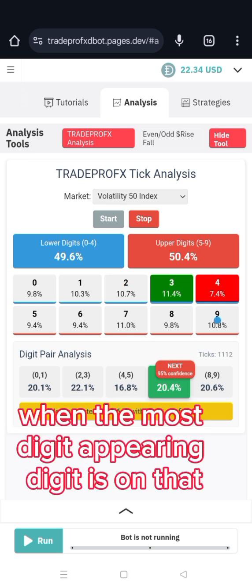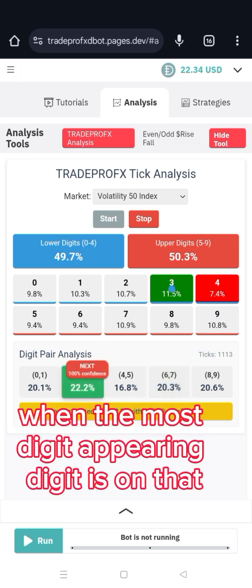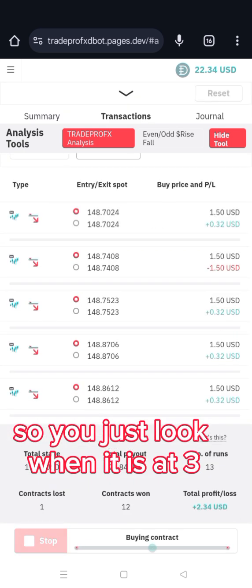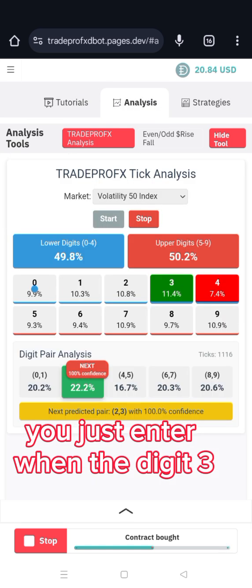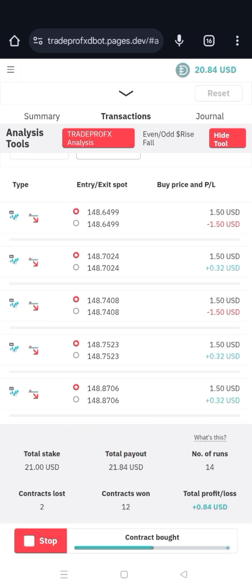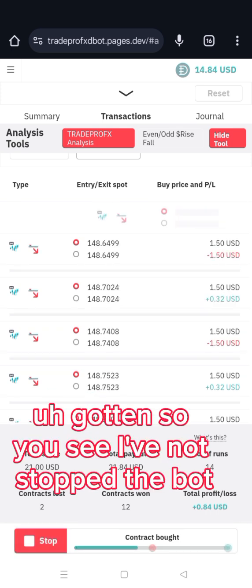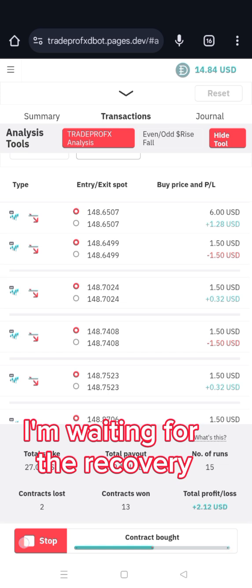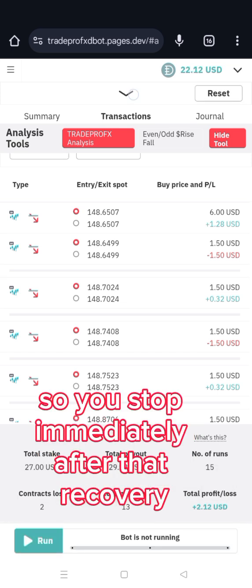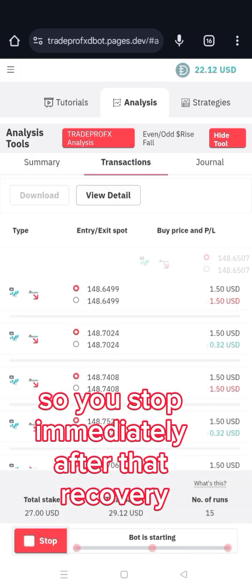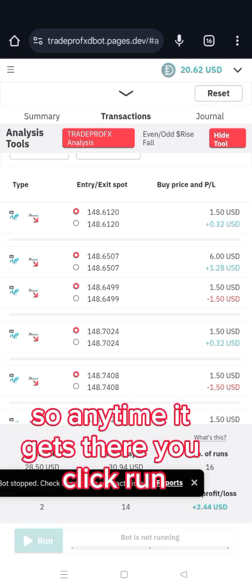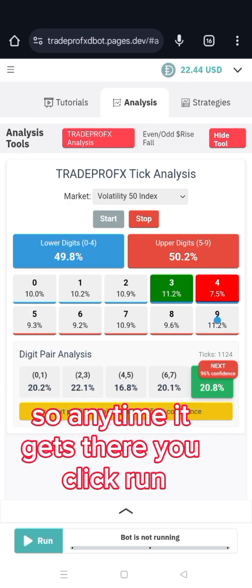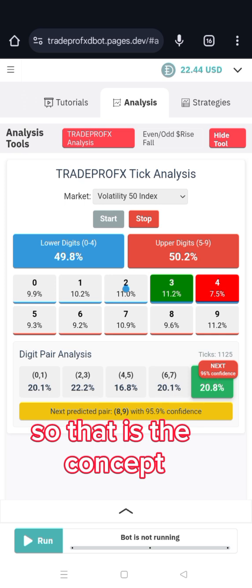When the most digit appears in the digit pair analysis, you just look for when it is at 3. You just enter when the digit 3 on the digit pair analysis has appeared. So you see I've not stopped the bot, I'm waiting for the recovery, so you stop immediately after that recovery. So we proceed with the same sequence. Anytime it gets there, you click run. So that is the concept.